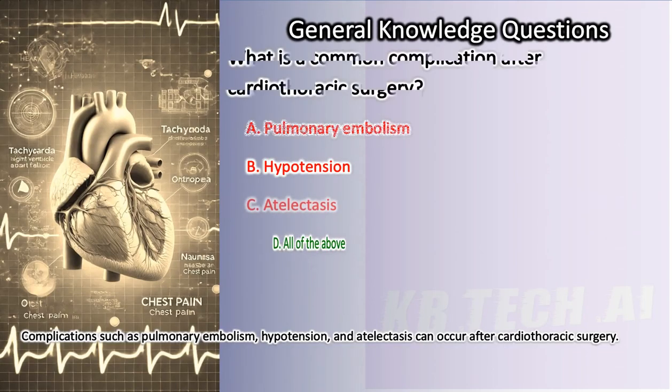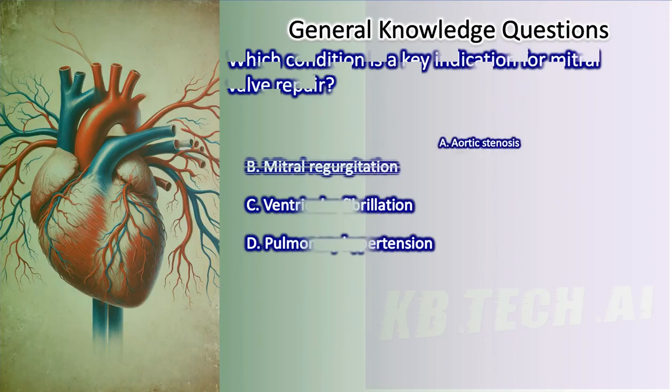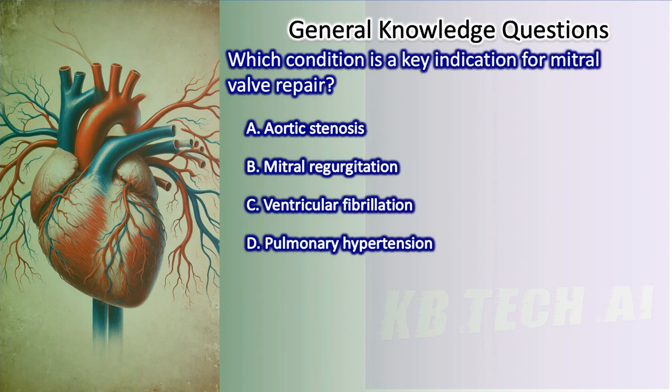The answer is Option 4. All of the above. Which condition is a key indication for mitral valve repair? Option 1. Aortic stenosis. Option 2. Mitral regurgitation. Option 3. Ventricular fibrillation. Option 4. Pulmonary hypertension.